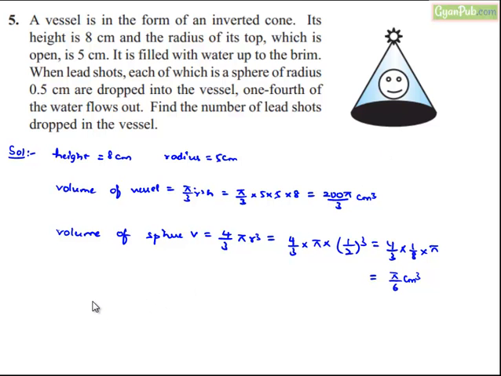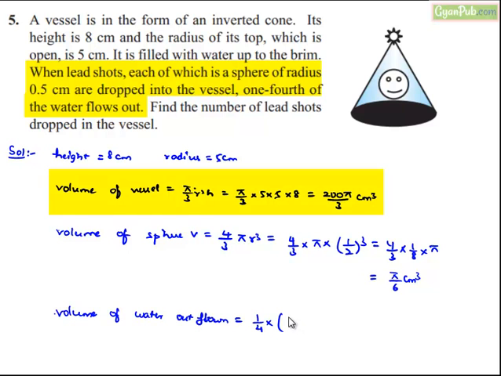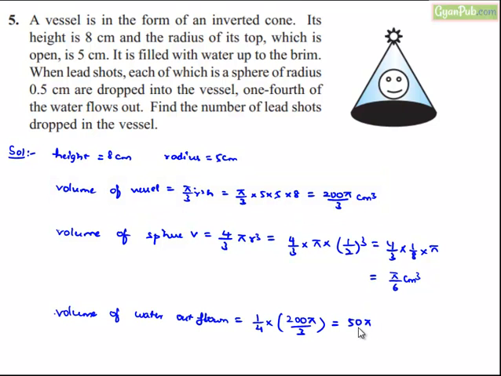Now he says that he has dropped these lead shots into the vessel. Now the volume occupied by the spheres will be equal to the volume outflown of water. So here the volume of water outflown is equal to, he has given that 1/4 of the water flows out, that is 1/4 times the total volume of the vessel, 200 pi by 3, that is equal to 50 pi by 3.